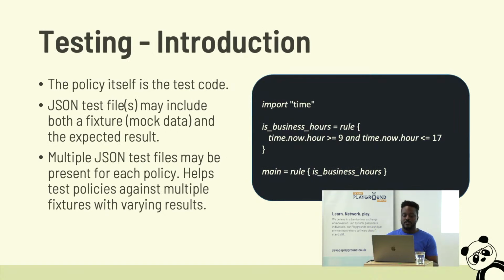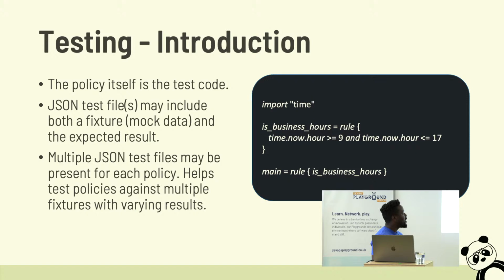Right. Testing introduction. As you can see here, you have import time. So that's one of the imports from Sentinel. And then is business hours. That's the name of the rule. And here we're just checking the time now hour. So if the current time, the hour part of it is equal to 9 or greater than 9. And then also we're checking for another part of the hour, which is less than or equal to 5 p.m. So that will be a business hour.